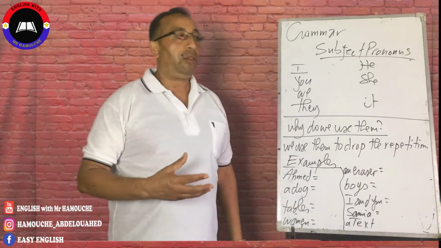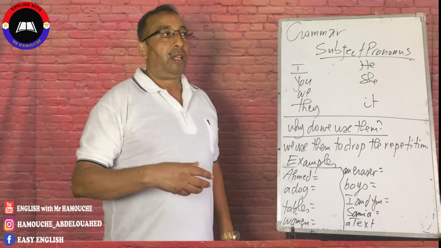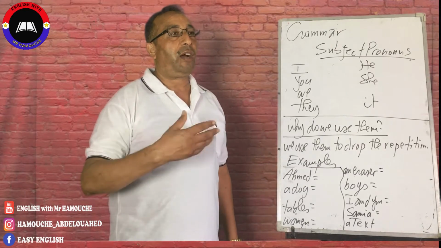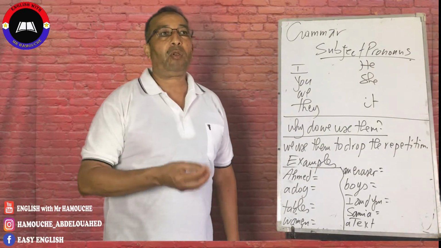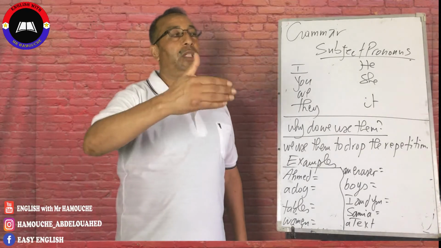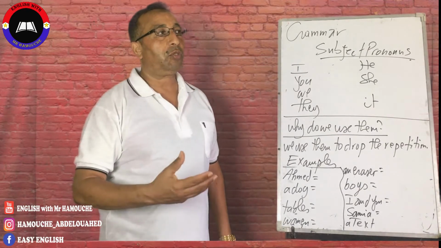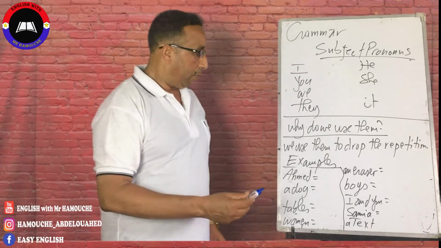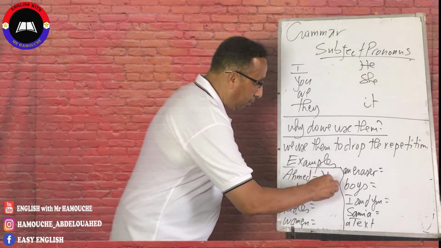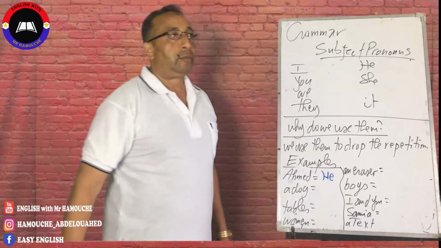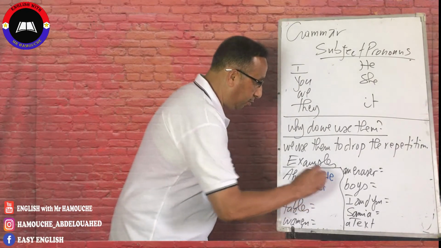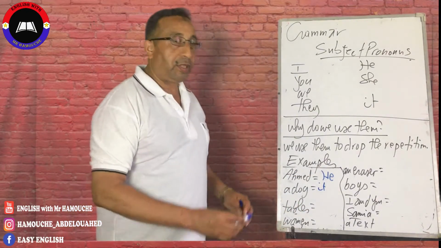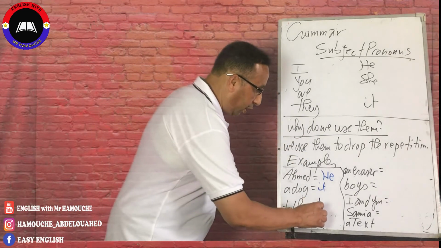For example, if we have Ahmed 2 or 3 times, فأنت تستعمل أحمد في الجملة الأولى ولكن في الجملة الثانية والثالثة تستعمل الضمائر. Okay, for example, Ahmed: we use he. For a dog, كلب: we use it. For tables, الطاولات: we use they.